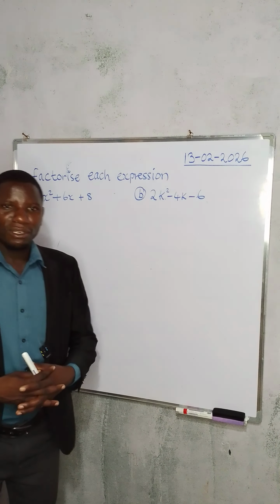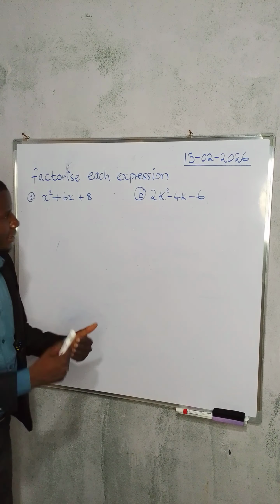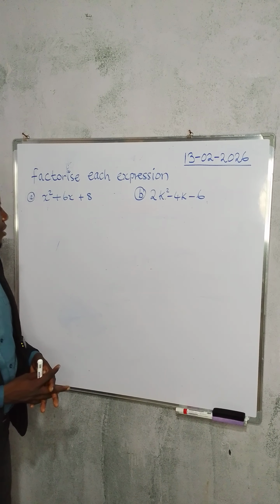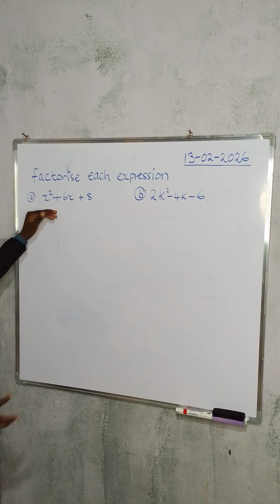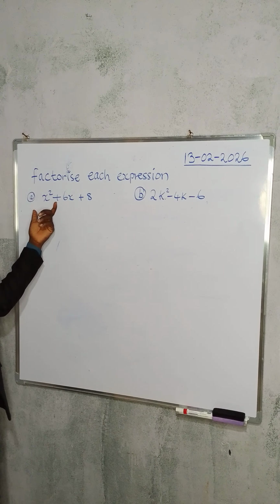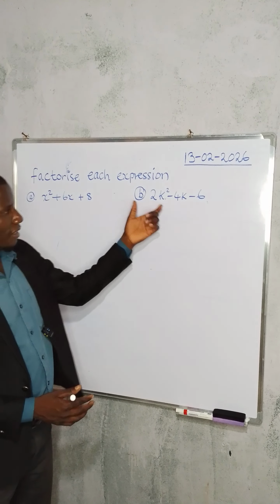Now, before we begin our factorization, I want us to first identify the kind of expressions that we have been given. Okay, so when we look at these expressions, I think we can see that these are quadratic expressions. Now how do we know that these are quadratic expressions?